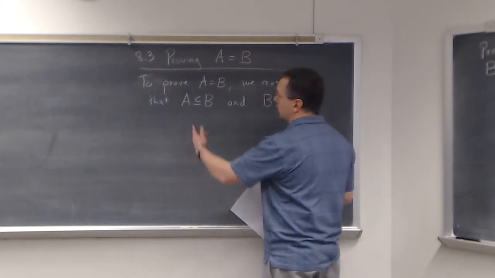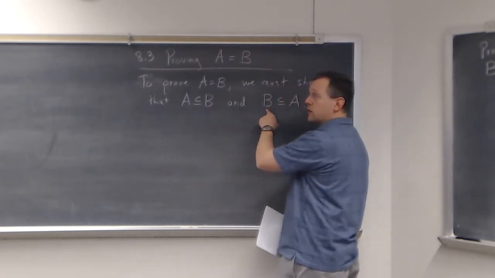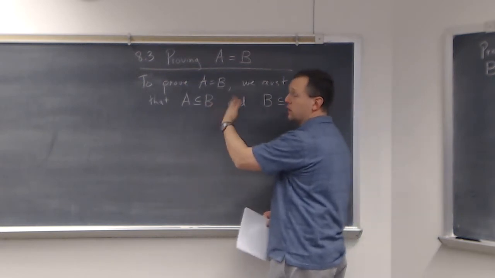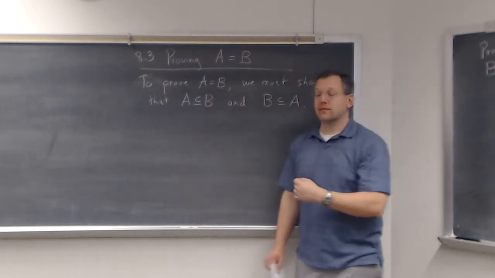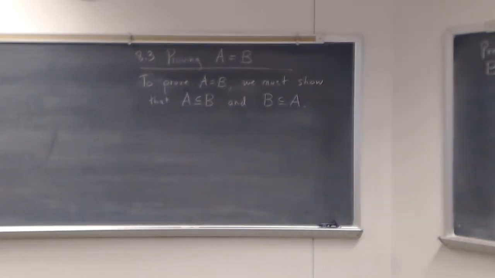Okay. So in other words, you take an arbitrary element of A and show that it's in B, and then you take an arbitrary element of B and show that it's in A. So then they must have the same stuff. Okay. So here's the first example of this type of proof.